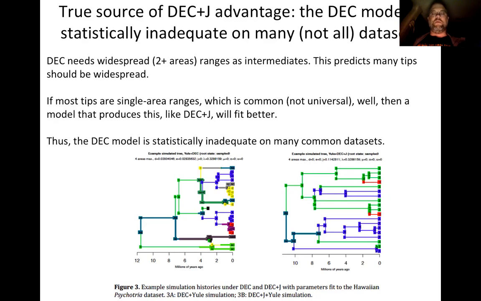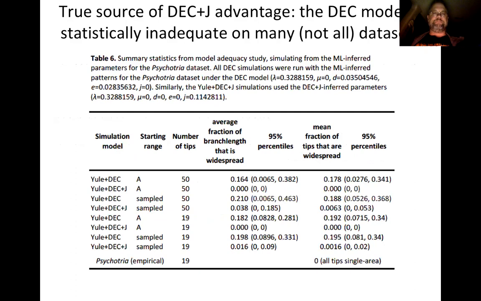If you have a data set where most tips live in single areas, then that DEC model is just going to fit poorly and it's going to be statistically inadequate. And any model that can improve on that, like DEC+J, will fit better. If you have a model that predicts states that you don't see, like widespread ranges, and you don't see widespread ranges on a particular data set, then that model won't fit well. That's just science. That's not a bias.